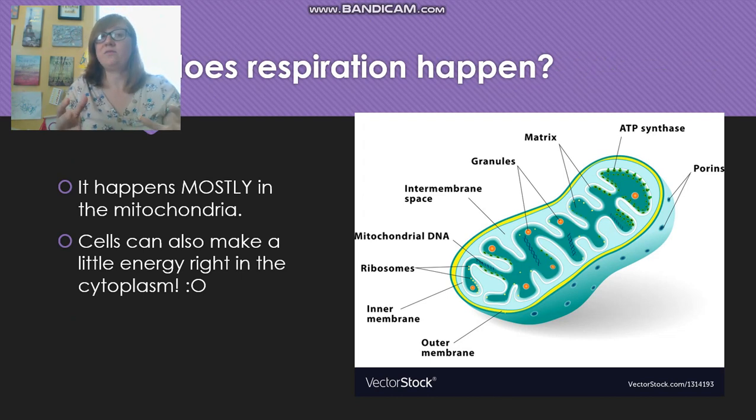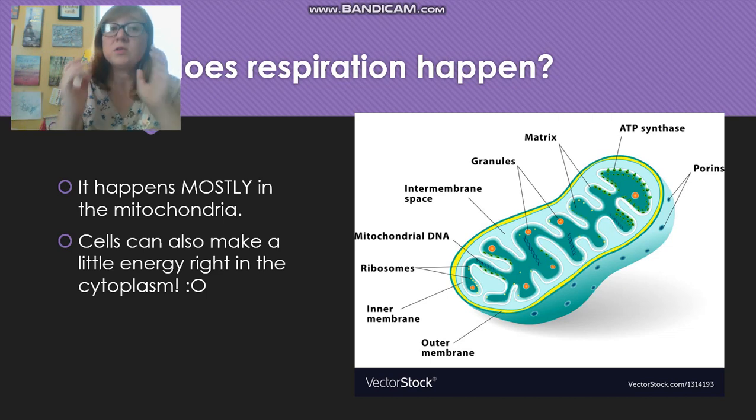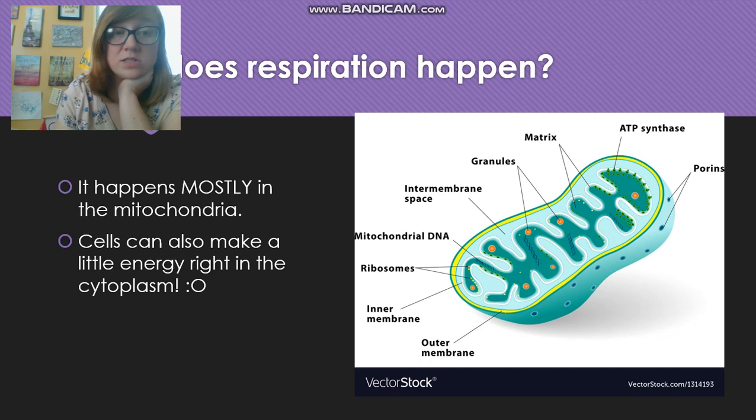Respiration is kind of the opposite of photosynthesis. It's taking sugar and turning that into usable energy. In photosynthesis, you take sunlight, water, and energy from the sun, and we turn that into food. So this is the opposite. This is turning food into energy. So where does it happen? Mostly in the mitochondria. It can also happen right in the cytoplasm.